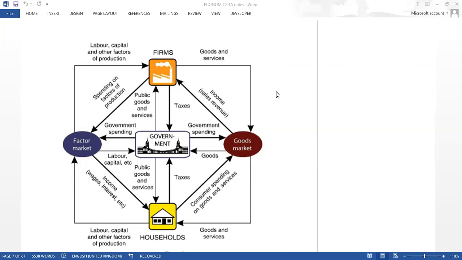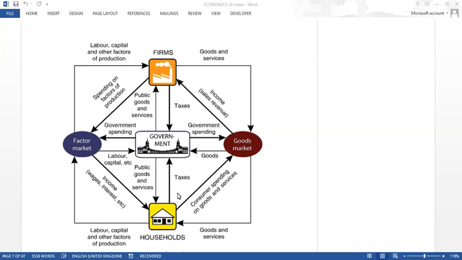And these include elements like labor, capital, entrepreneurship, and natural resources. All of these elements need to be combined by the firms, which take advantage of these factors of production in order to produce goods and services which are required by the households.